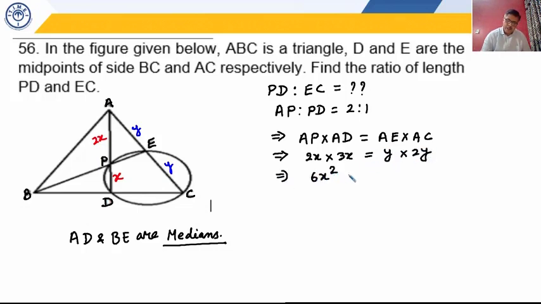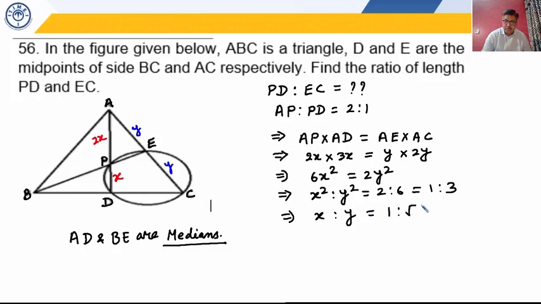So 6x square is equal to 2y square. So x square is to y square is equal to 2 is to 6, which is 1 is to 3. So x and y is turning out to be 1 is to root 3, and x and y is nothing but PD is to EC. So PD is to EC is basically 1 is to root 3. Alright. Again, this is the application of your previous funda.